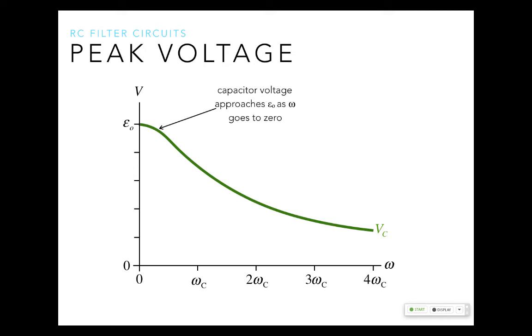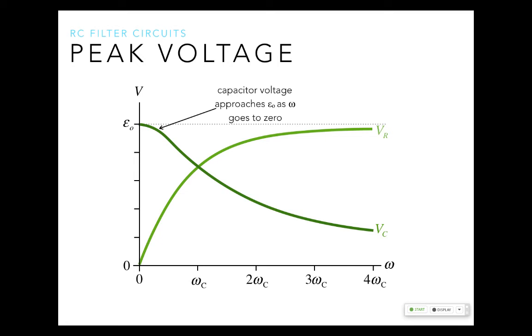So this is what the actual graph looks like for the capacitor. And for the resistor, we know it starts out at 0, and then it goes towards the maximum voltage, epsilon naught. So it looks like this. Okay? Because remember, this is your peak voltage. You can see it doesn't quite reach it, but it gets pretty close. So most of the voltage ends up at the resistor at high frequencies.